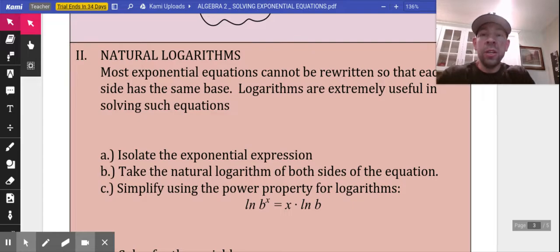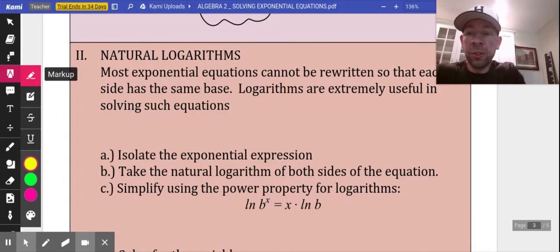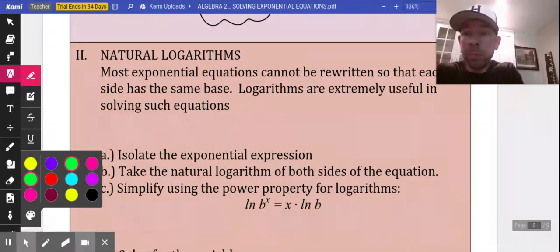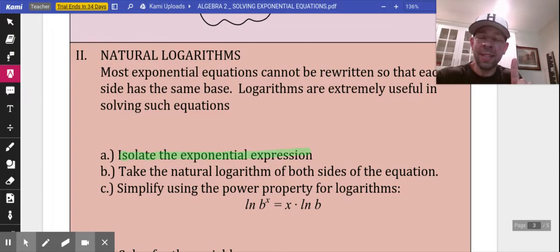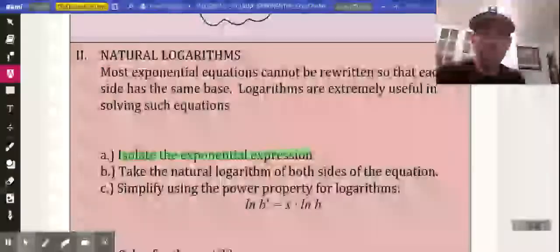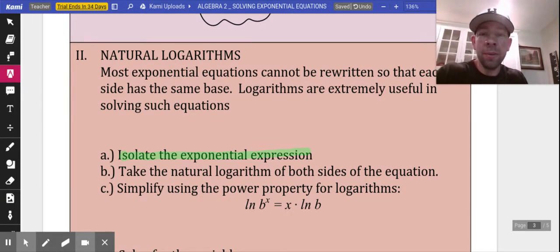That's okay. So here's our little checklist, our little cheat sheet. We're going to isolate the exponential expression. That is a skill in itself that may be a little harder than it sounds, and we'll see that in our last example. But you want to isolate that exponential expression. Once you do that, we're going to take the natural log of both sides. Now, technically, does it have to be the natural log? No. It technically could be any log that you want to use. I want to encourage you to get in the habit of, from this point forward, using natural log whenever we can.